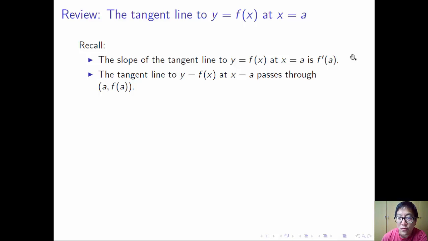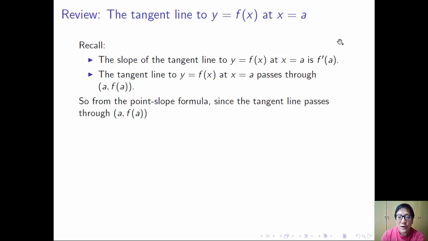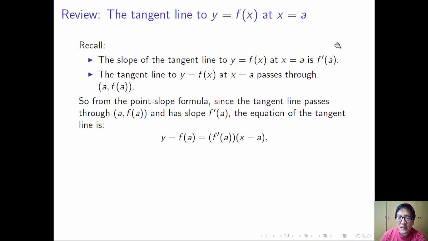Furthermore, the tangent line to y equals f of x at x equals a passes through the point a comma f of a. And so from the point slope formula, because we have a point through which the tangent line passes, and we have the slope of the tangent line, since the tangent line passes through a comma f of a and has slope f prime of a, the equation of the tangent line is y minus f of a is equal to f prime of a times x minus a.